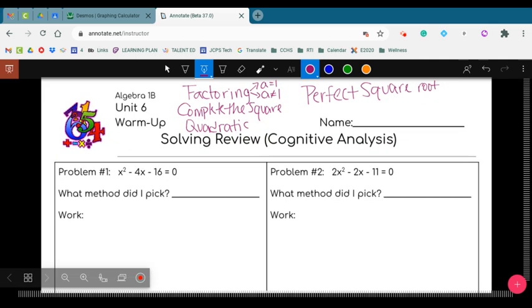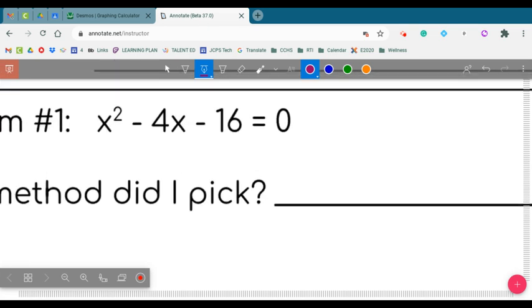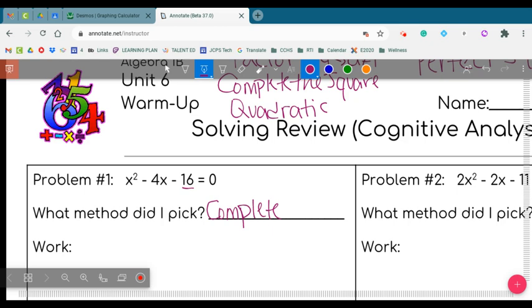Okay, so let's kind of go over this. On this first one, I want you to think of what method you're going to pick and what's going to happen. So number one, our A value is 1. So you could do completing the square because our B value is even. This is not going to be a perfect square. But if we wanted to factor this, are there two factors that multiply together to get 16 but added together equal 4? There's not. So we're just going to pick complete the square. Now, if you put the quadratic formula, that is also an option. So you should still come up with the same answer.